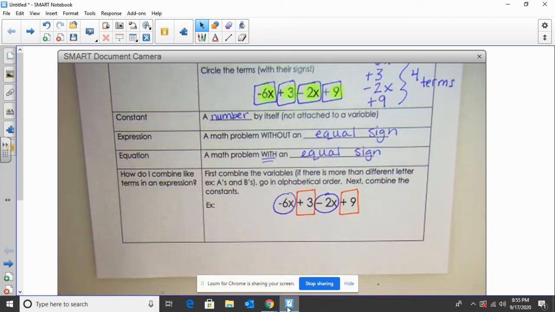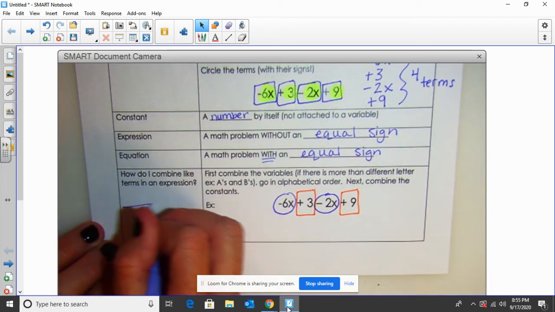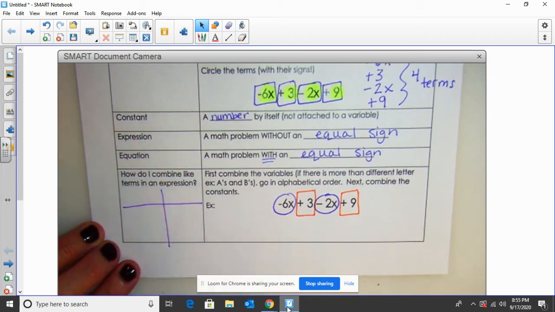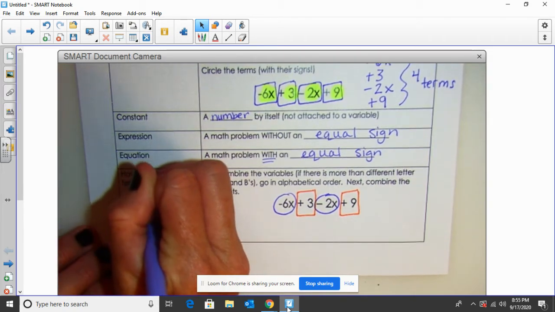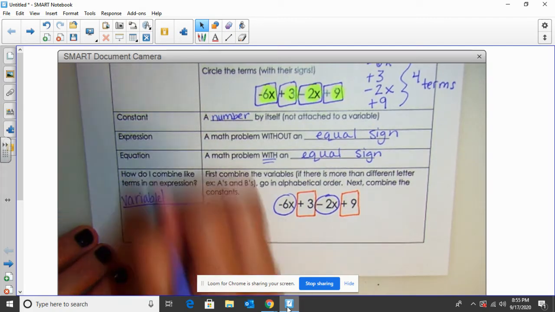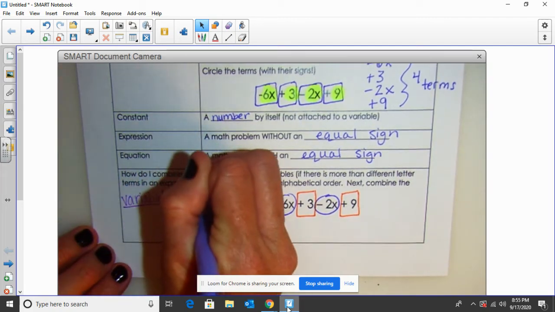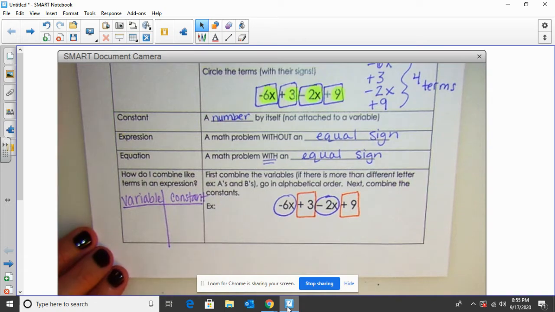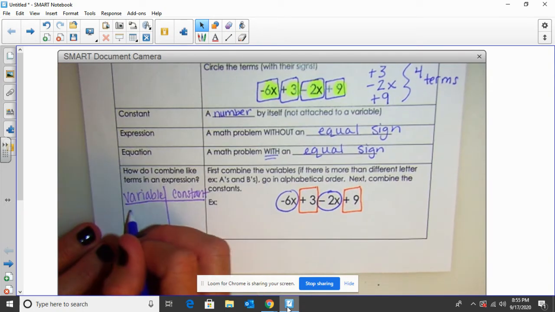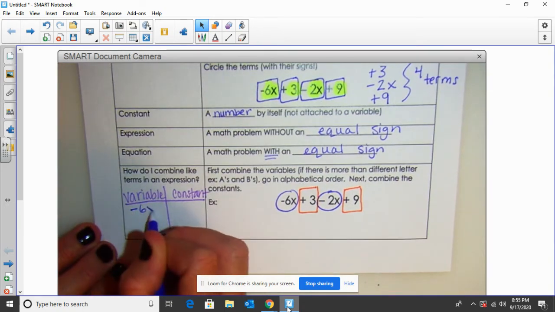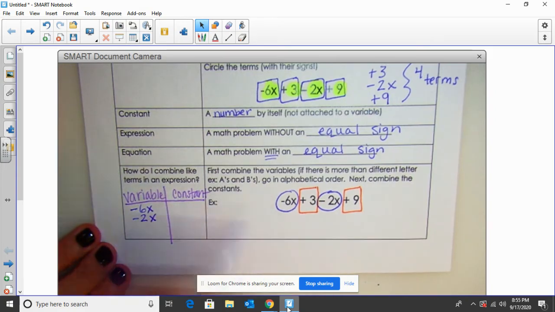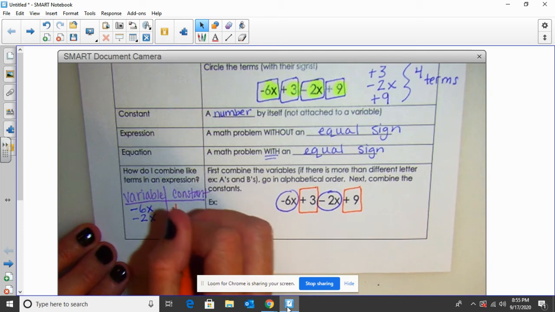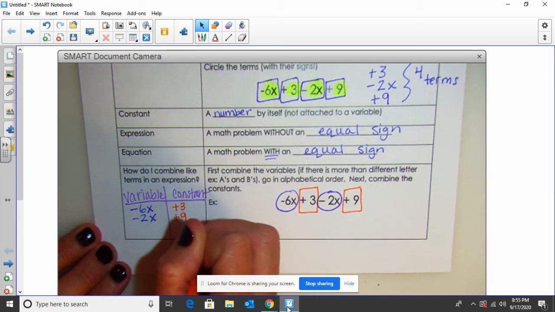So I like to set myself up a little table over to the side, okay? And in my table is where I'm going to start combining. I'm going to put my variable terms on one side and my constants on the other side. So here I go. So my variable terms are negative 6x and a negative 2x. My constants were a positive 3 and a positive 9.